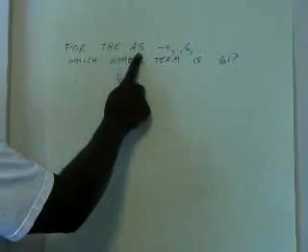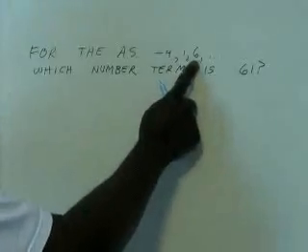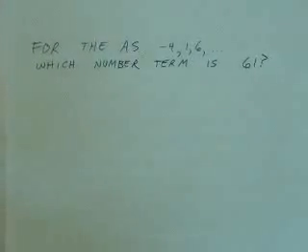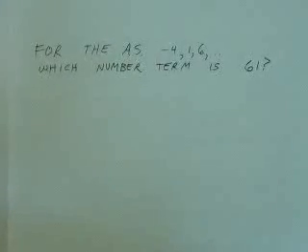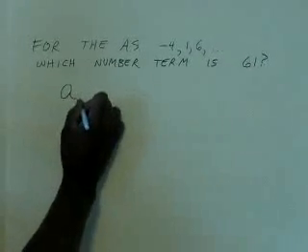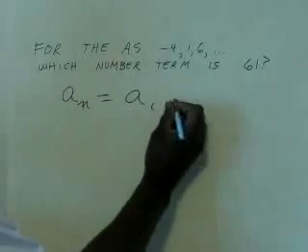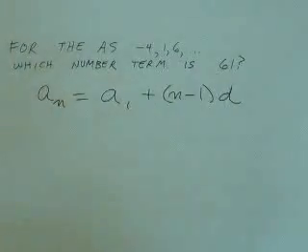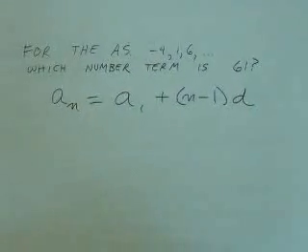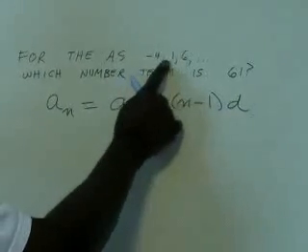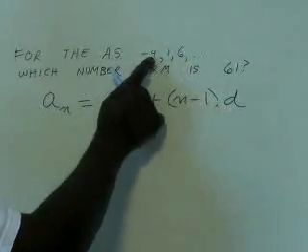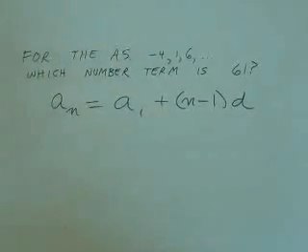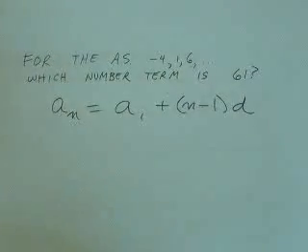For the arithmetic sequence -4, 1, 6, and so on, which number term is 61? Well, for this, we're going to refer to our general formula. a sub n is a sub 1 plus n minus 1 times d. Now, what's d? Well, to go from term to term, how much are we adding? Add 5 to -4, that'll give us 1. Add 5 to 6, that'll give us 11. So then d is 5.